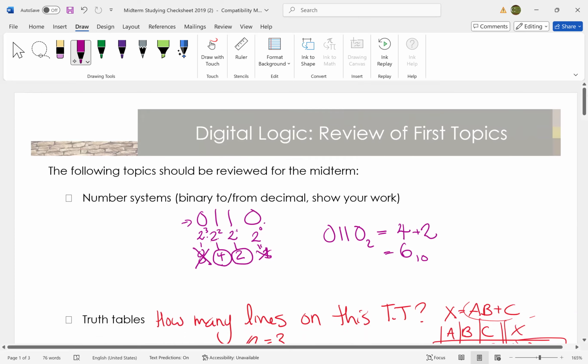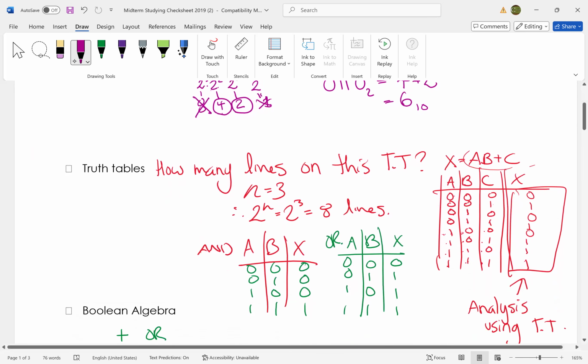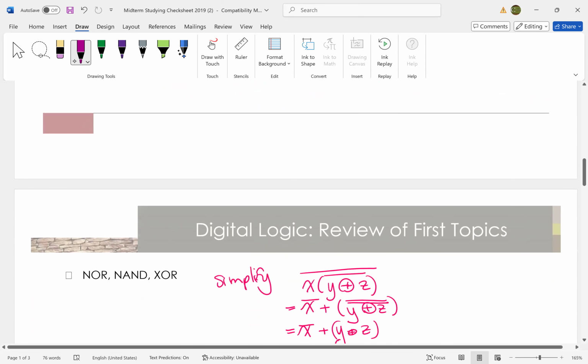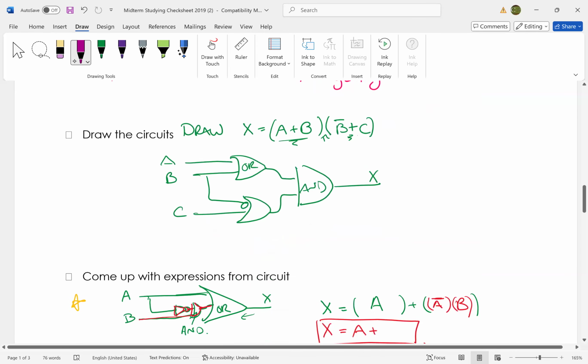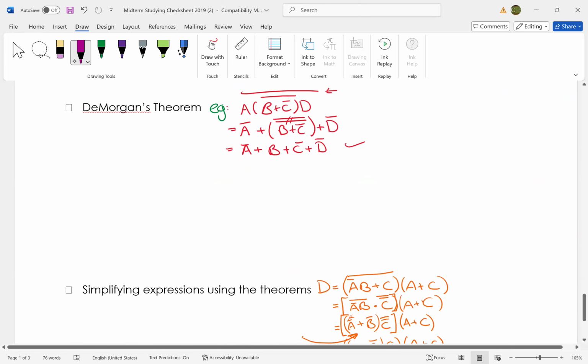And that's all of my examples. So thank you for joining me. Those are all of the basics of digital logic, the first types of topics you get into in digital logic. And I hope that was helpful for everybody.